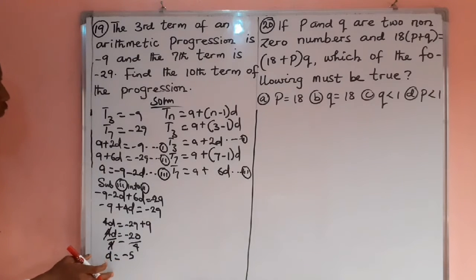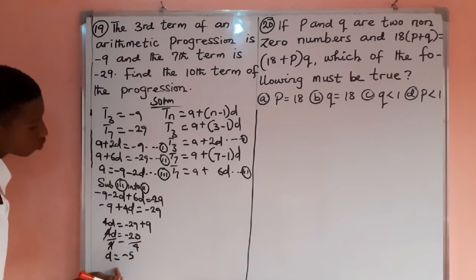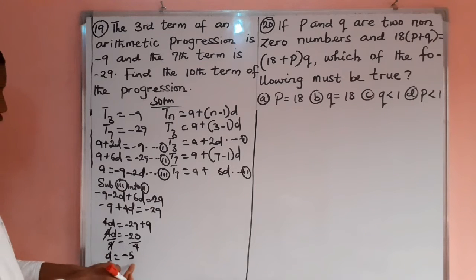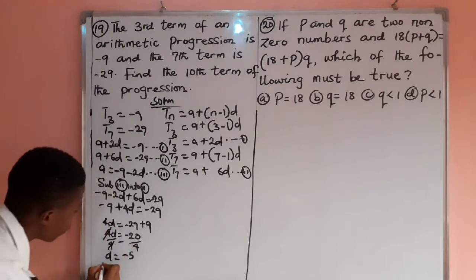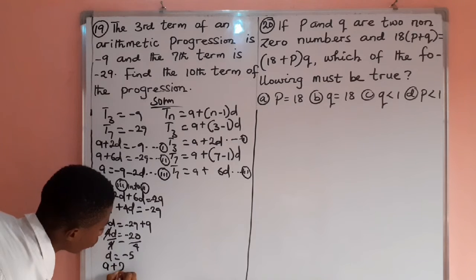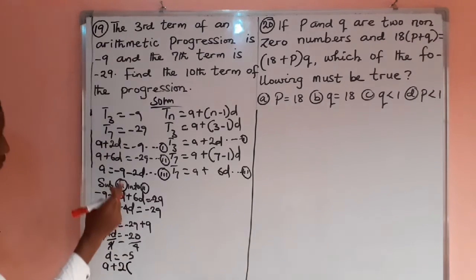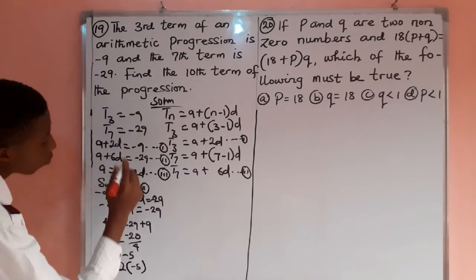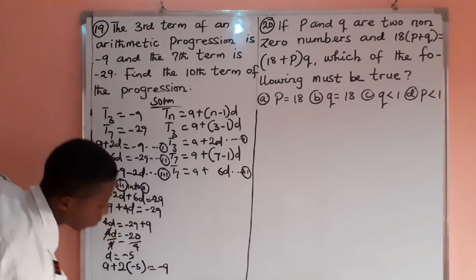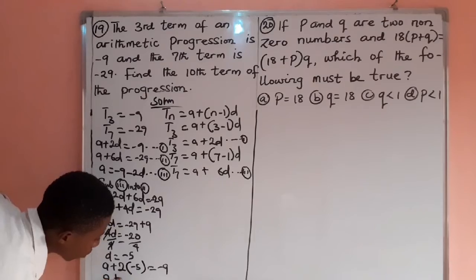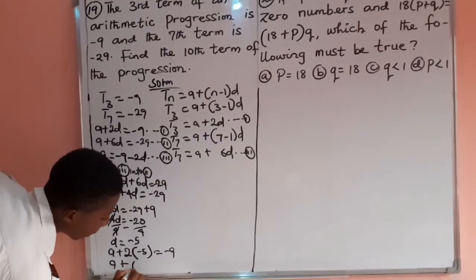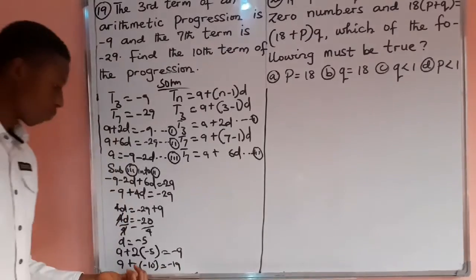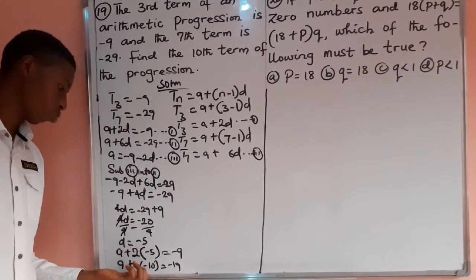Now solving for the value of a, we substitute minus 5 into the equation back again. Anywhere you see d, you substitute it with minus 5, meaning we'll be having a plus 2 open bracket minus 5 close bracket is equals to minus 9. This will be giving us a plus 2 times minus 5, which gives minus 10, is equals to minus 9. Opening this bracket, plus times minus will give us minus.